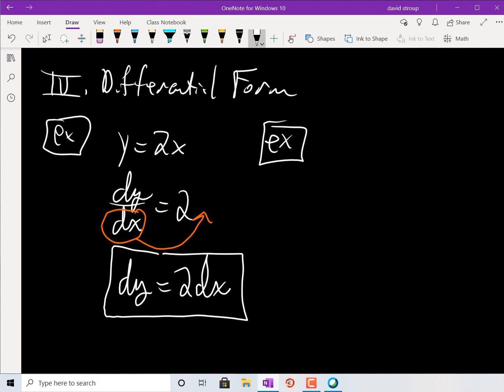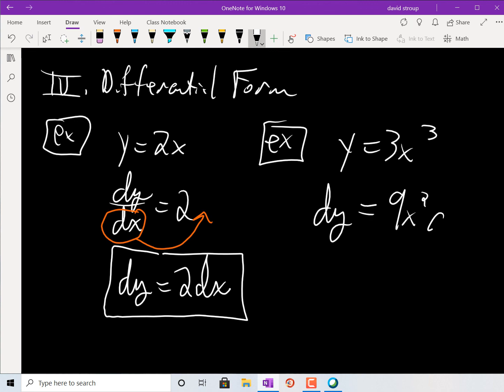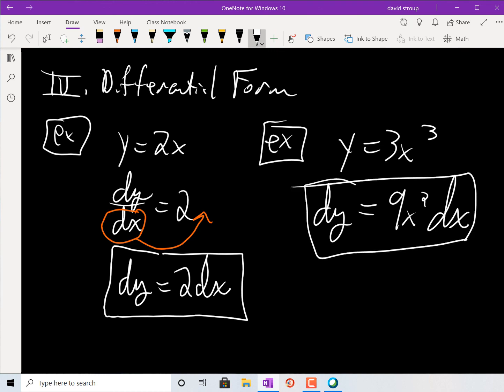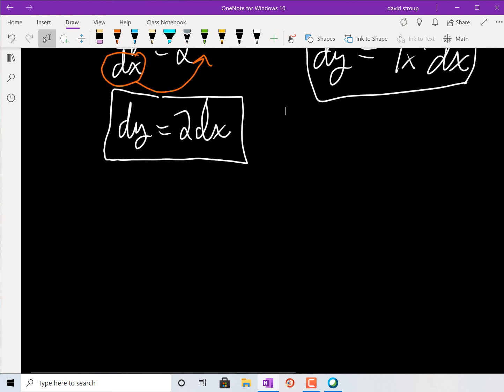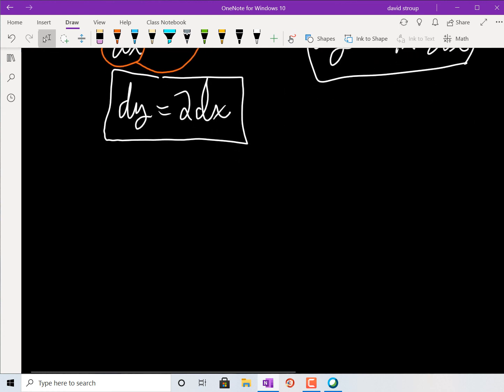Another example, y equals 3x cubed. Of course, the derivative y prime would be 9x squared, but the differential form of the derivative would be dy equals 9x squared dx. You just put the dx on the other side, and that would be your differential form. That's really it. Let's look at maybe one more, and then we'll call it quits for the day.